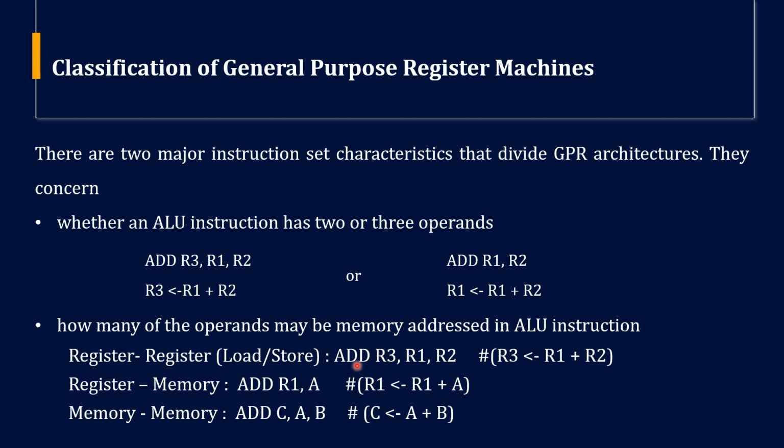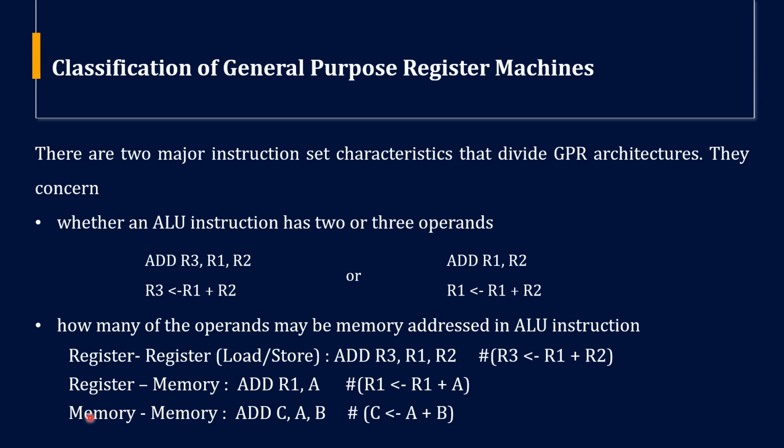First, let us look into register to register. So, add R3, R1, R2. Here, all the operands are in registers. So, its meaning is R3 equals R1 plus R2. Fine. So, here we are dealing with only register operands. Then, the second classification is register memory. That is, one operand is a register and the other operand is memory. Add R1, A. Its meaning is R1 equals R1 plus A. A represents the memory operand.